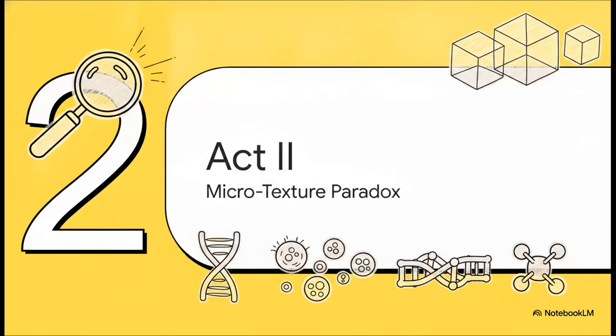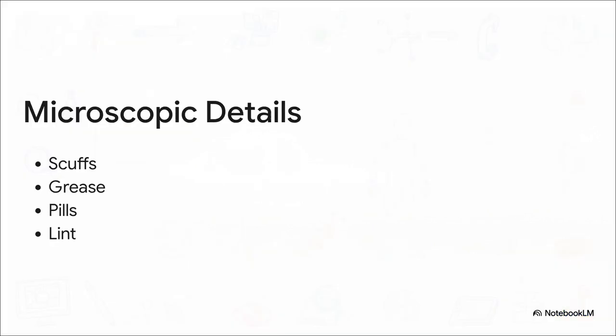All right, let's shift gears a bit. Act 2, the micro-texture paradox. For this one, we're going to zoom in incredibly close and get a bit more scientific about the actual materials making up Ava's world. Now, if you zoom into most highly stylized 3D cartoon models, they usually look like, well, smooth, injection-molded plastic. It's clean, it's very flat.